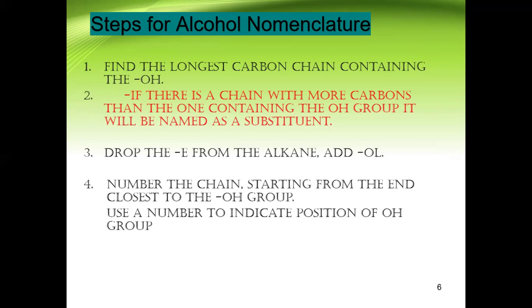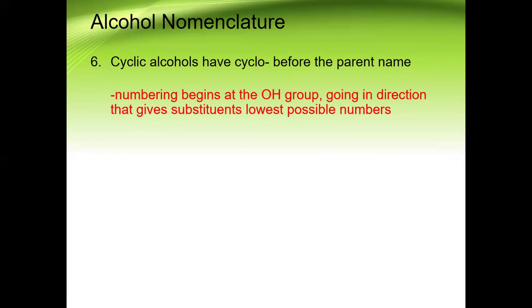First, when you're naming them, you're going to add the prefix. So you have methanol corresponding to 1, ethanol for 2, propanol for 3, butanol for 4, pentanol for 5, and it goes down the list to 16. Cyclic alcohols have cyclo before the parent name. Numbering begins at the OH group, going in the direction that gives substituents the lowest possible numbers.